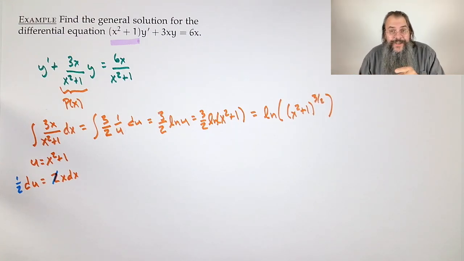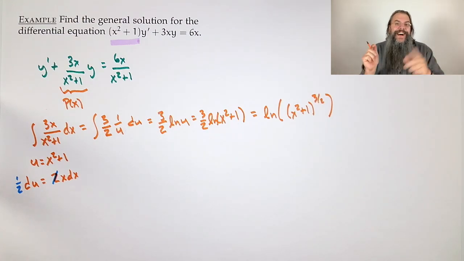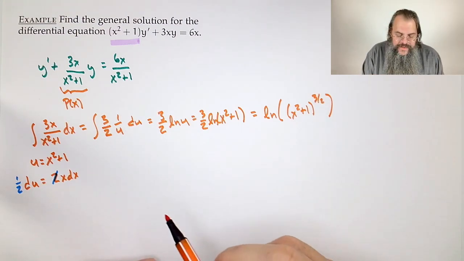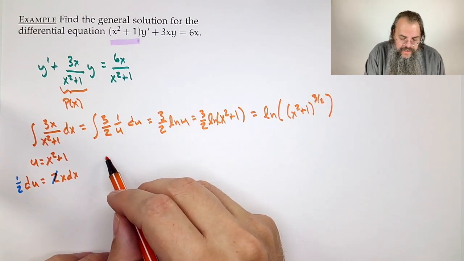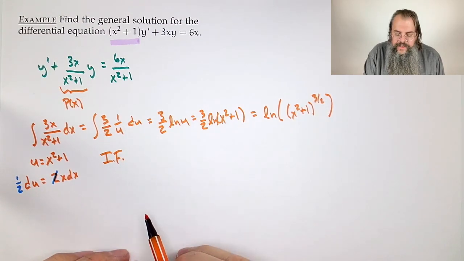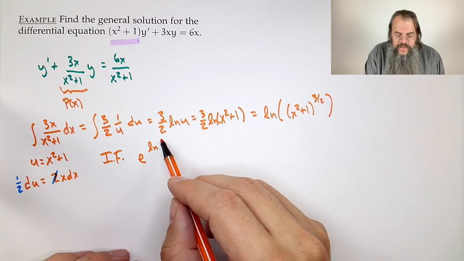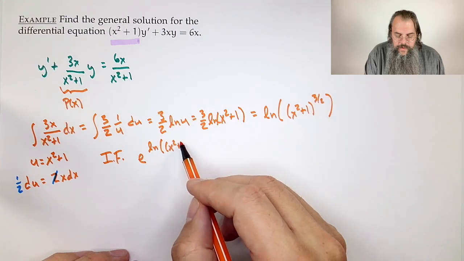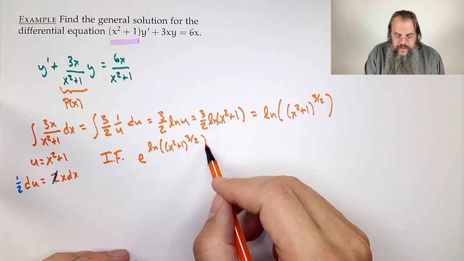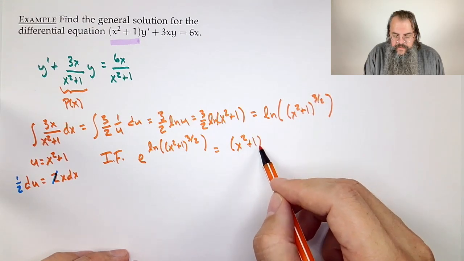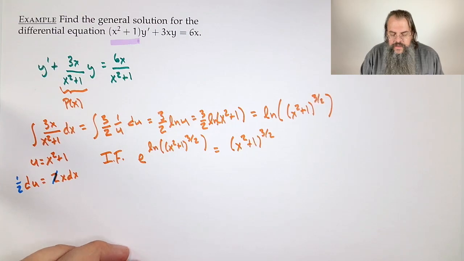Now, is this our integrating factor? Not quite, but we're close. What are we missing? Well, we're missing e to the. Remember? It's e to this integral. And so we say, okay, great. So our integrating factor, I'll abbreviate that as IF, is going to be e to the natural log of (x squared plus 1) to the 3/2. And almost as if it was meant to happen, that simplifies fairly nicely. (x squared plus 1) to the 3/2 power.